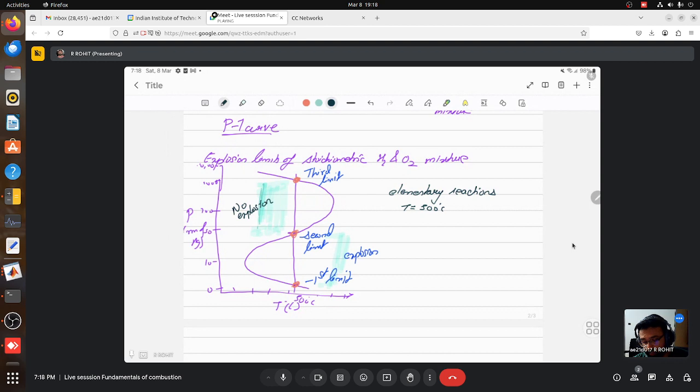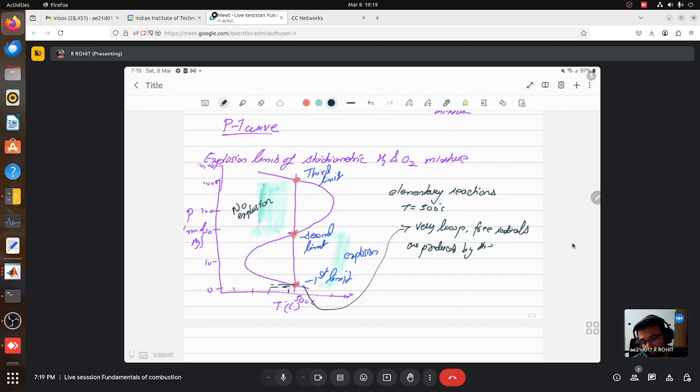So for the lowest pressures, say up to 1 to 1.5 mm of mercury, there is no explosion occurring. There is no pressure rise there that you see. At very low pressure, your free radicals are produced.